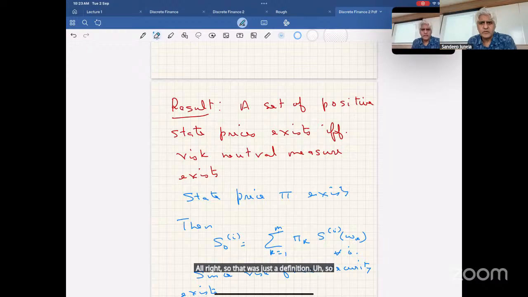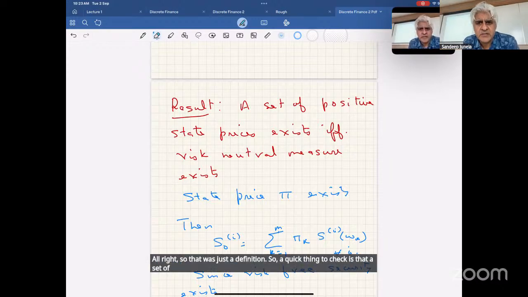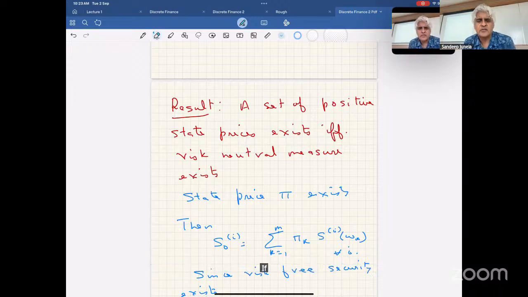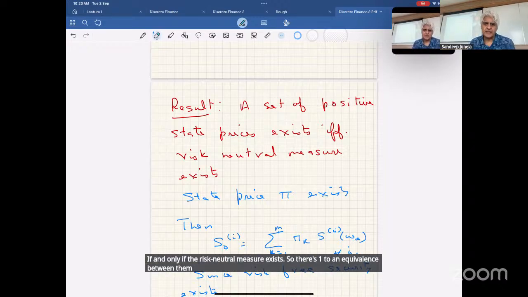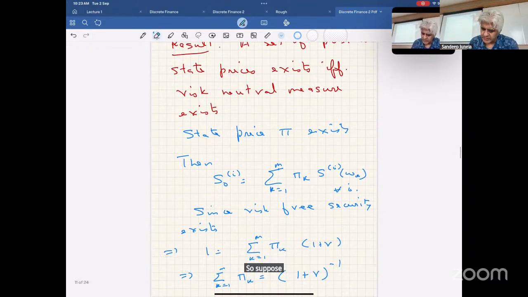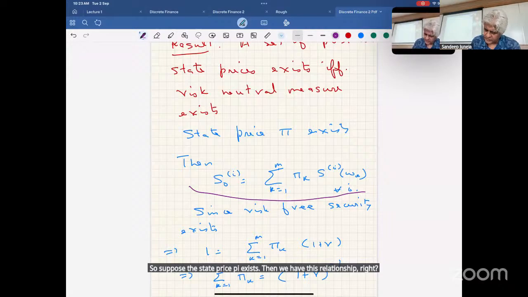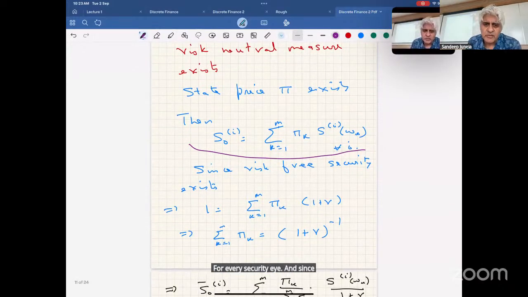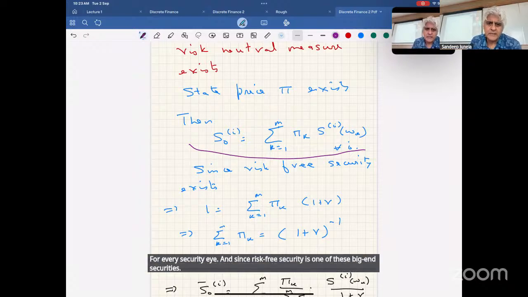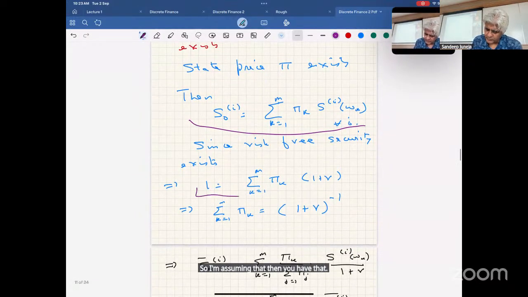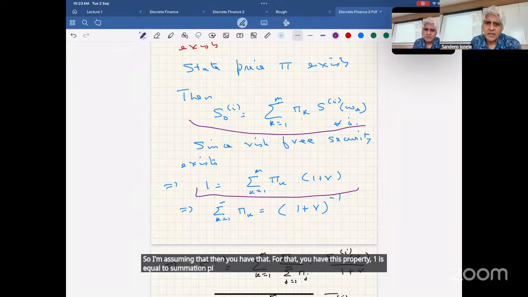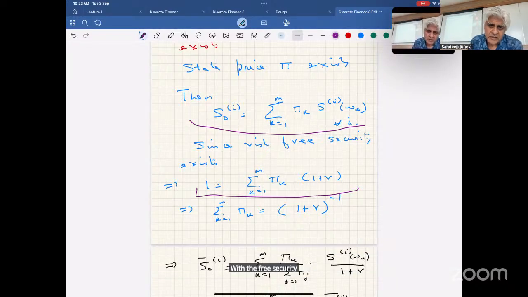So a quick thing to check is that a set of positive state prices exists if and only if the risk neutral measure exists. So there's a one-to-one equivalence between them, and that's easy to check. So suppose the state price pi exists, then we have this relationship, right? For every security i. And since the risk-free security is one of these big N securities, I'm assuming that, for it you have 1 equal to summation pi k times 1 plus r, because the risk-free security just gives you 1 plus r in every scenario. And that tells you that the summation of pi k is equal to 1 plus r inverse, right?